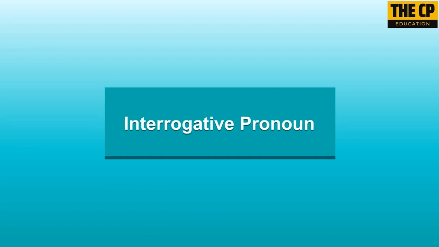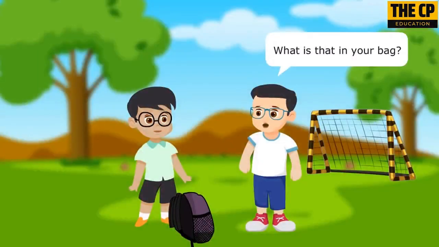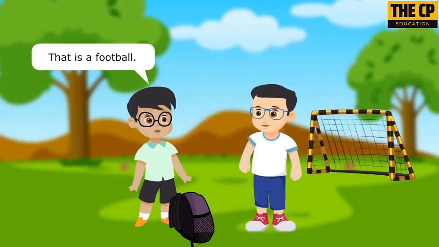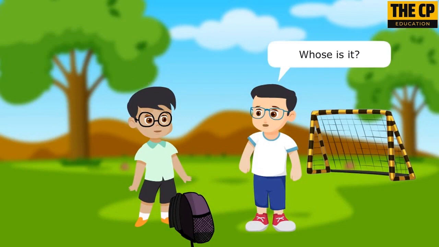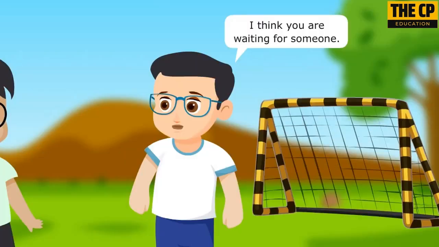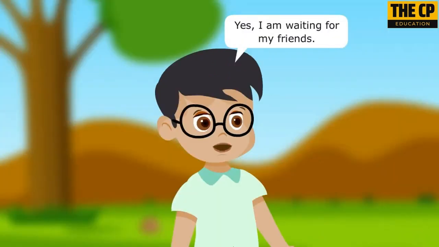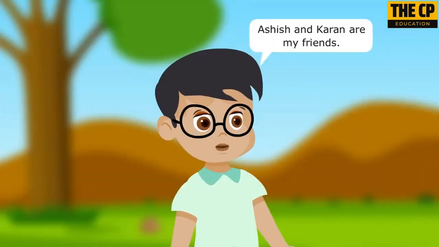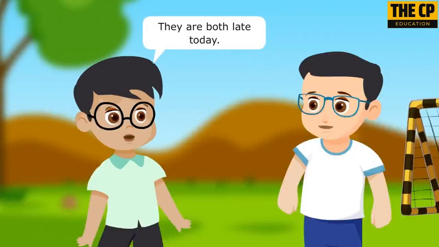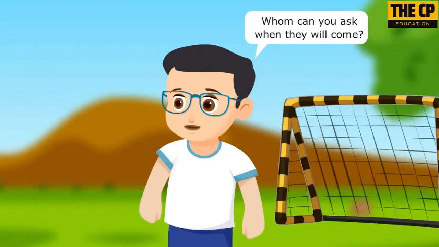Interrogative pronoun. What is that in your bag? That is a football. Whose is it? It is Karun's. I think you are waiting for someone. Yes, I'm waiting for my friends. Who are they? Ashish and Karun are my friends. They are both late today. Whom can we ask when they will come?